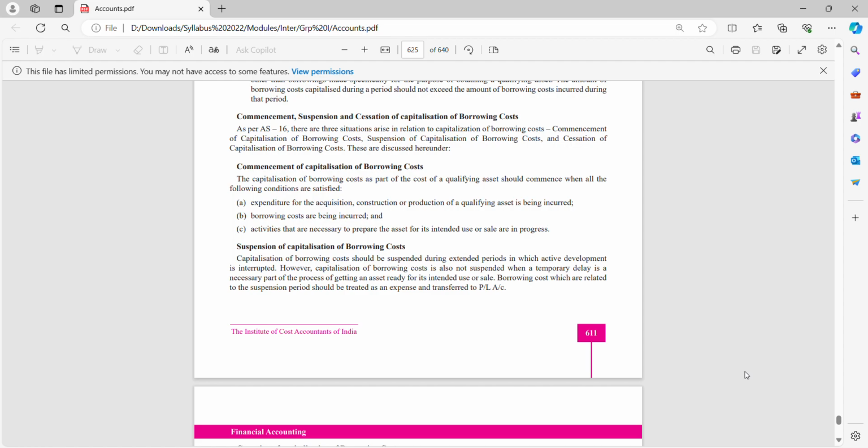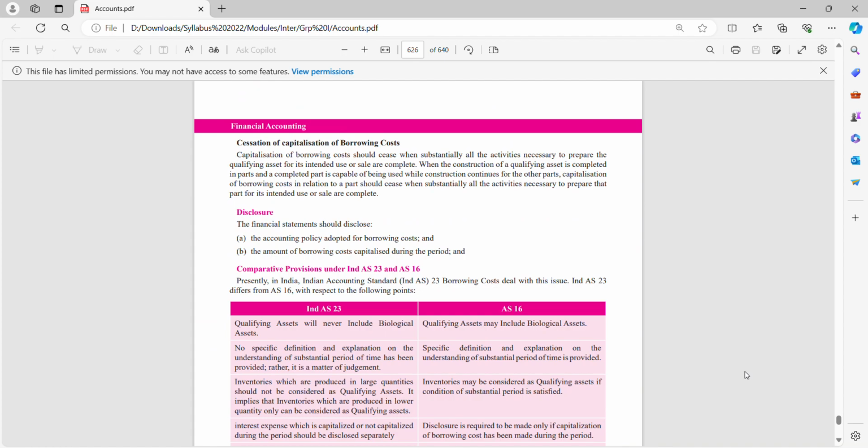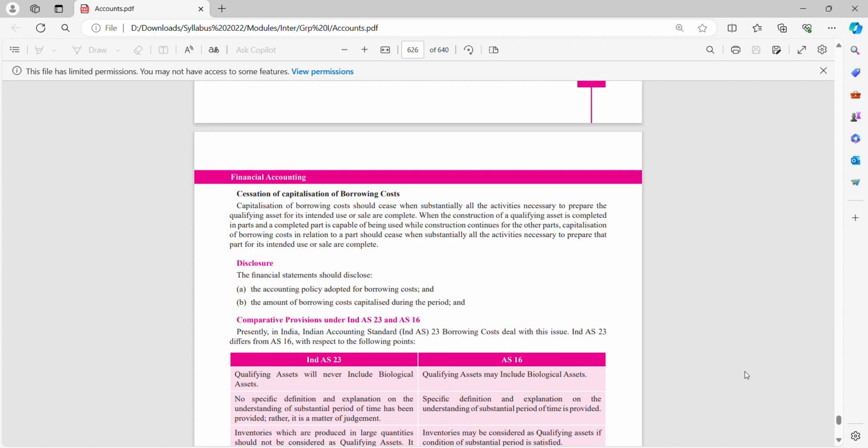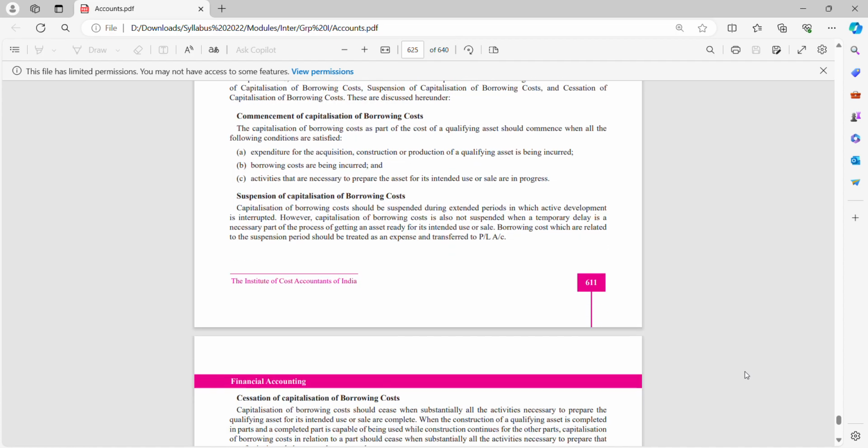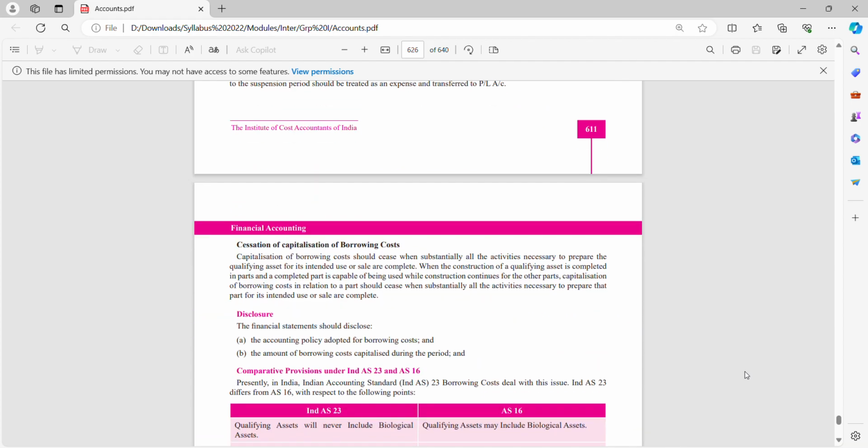So we have suspension of capitalization of borrowing cost, and then we have cessation. Cessation is to stop. Suspension is temporary: you are increasing the period, you are decreasing the period, you are stopping it temporarily, you are doing a delay. Such type of things are covered under suspension of capitalization of borrowing cost.